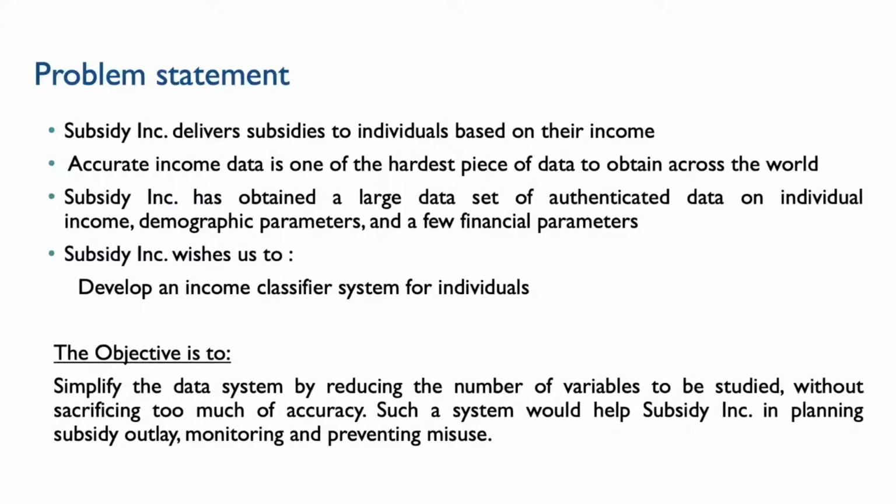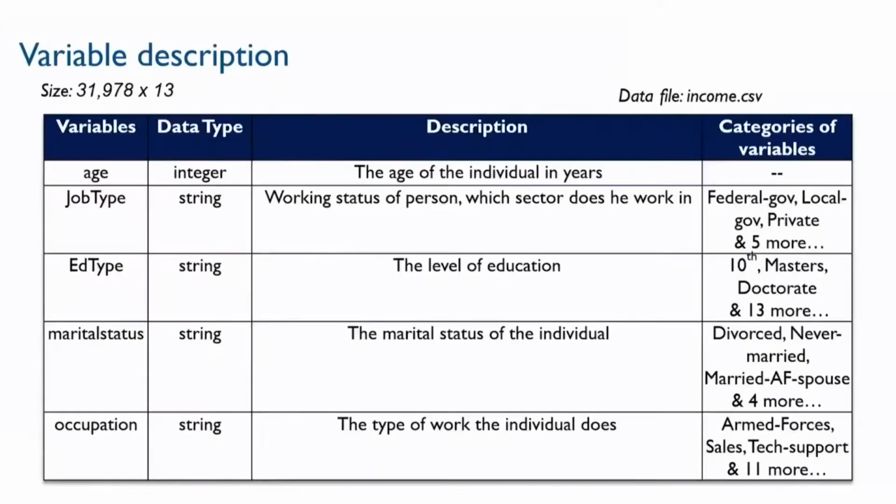The main objective of this problem statement is to simplify the data system by reducing the number of variables to be studied without sacrificing too much accuracy. Such a system would help Subsidy Inc. in planning subsidy outlay, monitoring, and preventing misuse. Let's look at the variable description of the dataset.